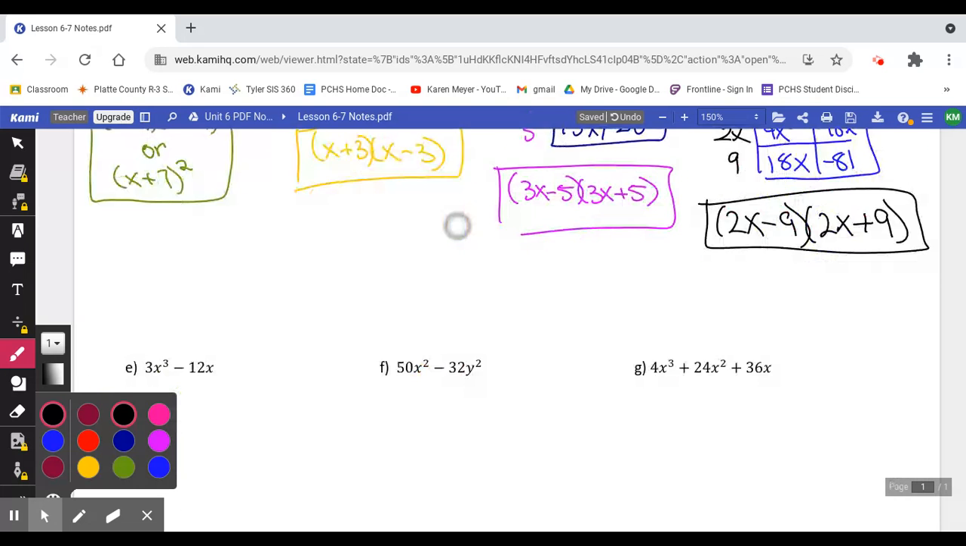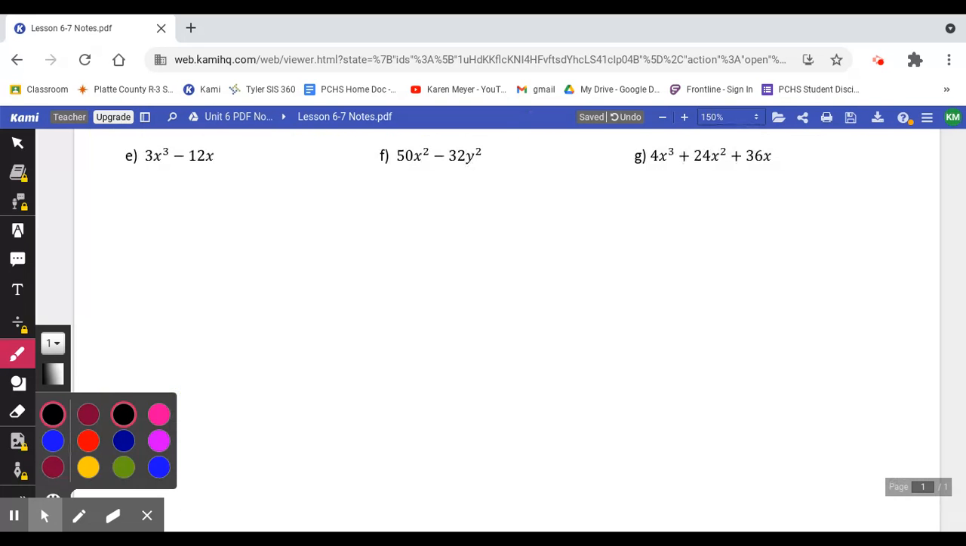Okay, next row. So when I look at this problem, is there a GCF? And hopefully everybody says, oh, yes, there is a GCF. I can divide by 3, and each one has an x. So I'm going to take out a 3x, which would make it x squared minus 4.